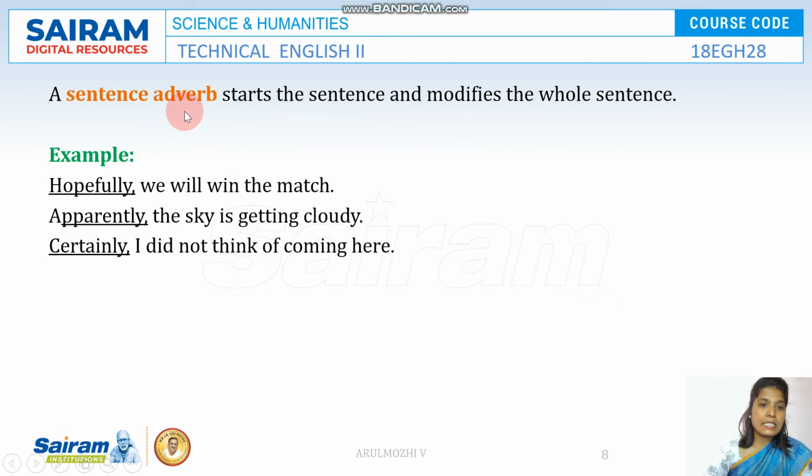Okay. Next one, sentence adverb. What is the sentence adverb? A sentence adverb always starts the sentence or modifies the whole sentence or the mood of the sentence. Take for example, hopefully we will win the match. So you are not sure. From a personal perspective, you say that hopefully we will win the match. But if you say we will win the match, you are 100% sure. When you say hopefully we will win the match, you change the mood of the sentence. Apparently the sky is getting clouded. Certainly I did not think of coming here. Here you are 100% sure in this sentence.